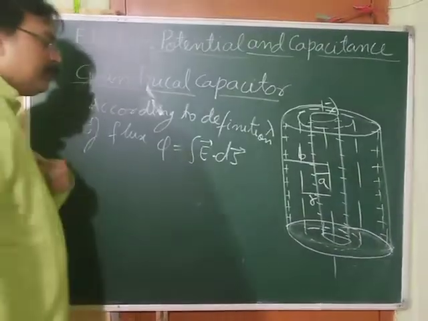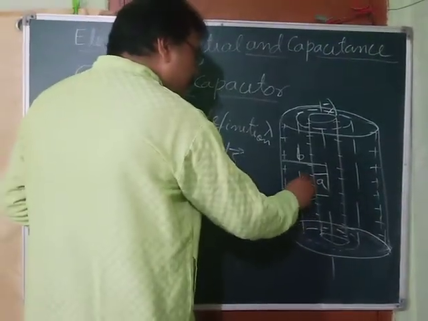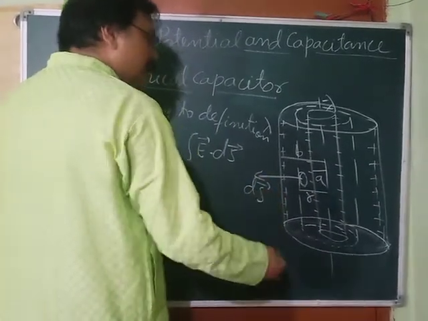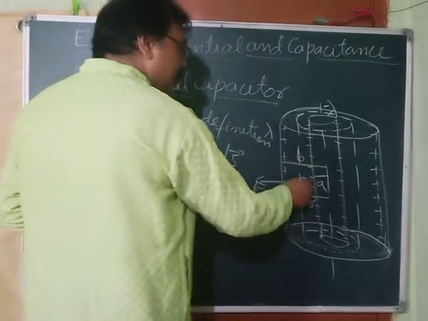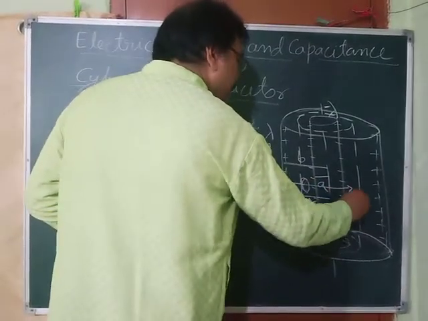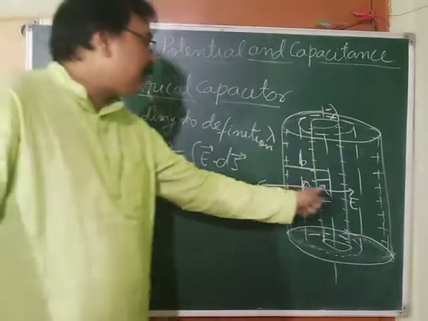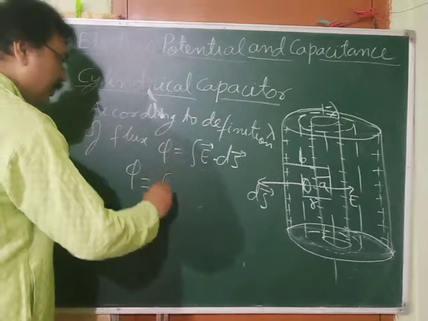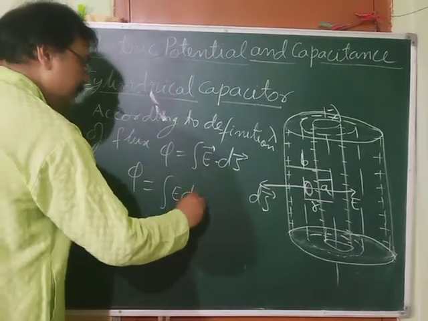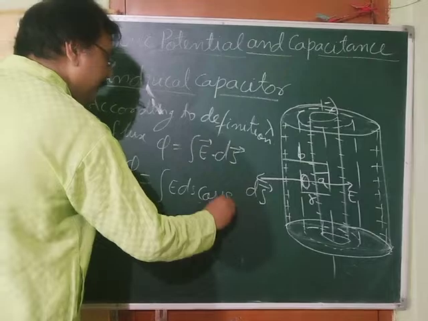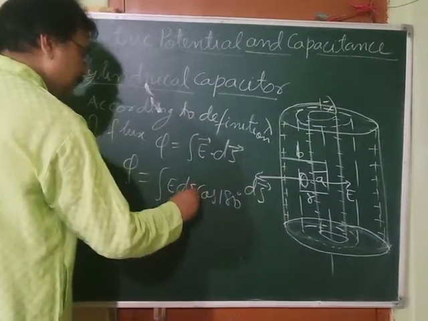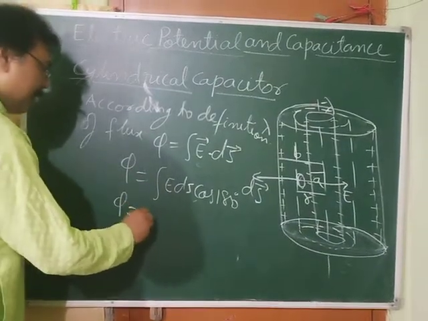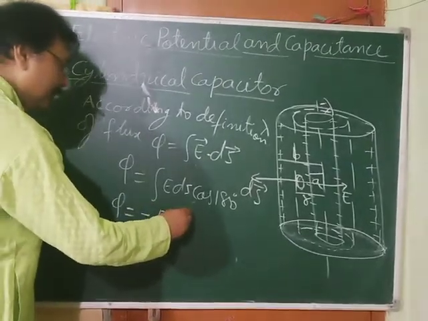Now if you take a surface element on this Gaussian surface, dS will be directed in this direction. What about the electric field? Here it is positive, here it is negative, so the electric field will be directed in this direction. What is the angle between them? That is 180 degrees. So phi is equal to the integration of E dS cos 180. Now cos 180 is how much? Minus 1. So we get phi is equal to minus E times the integration of dS.